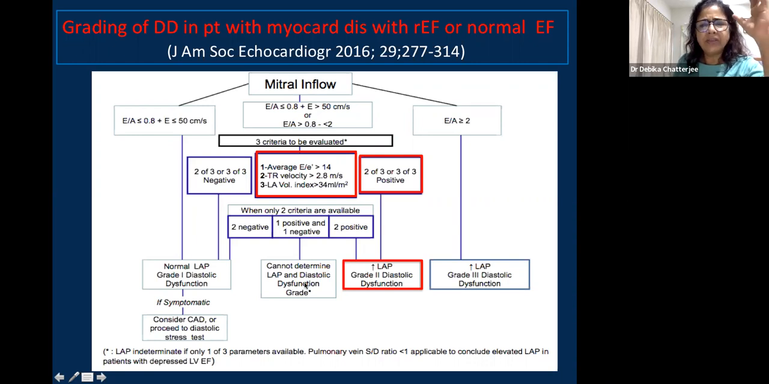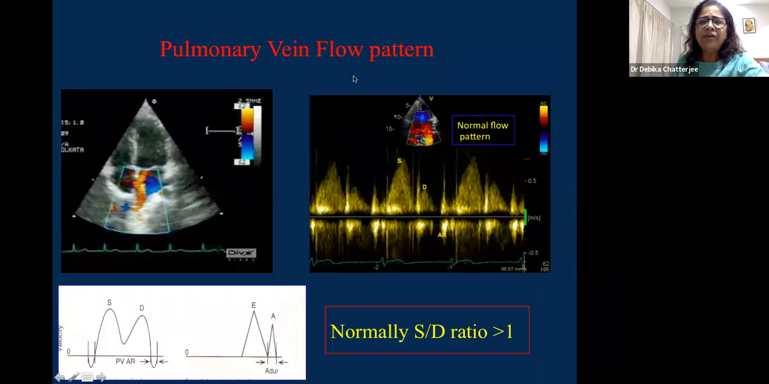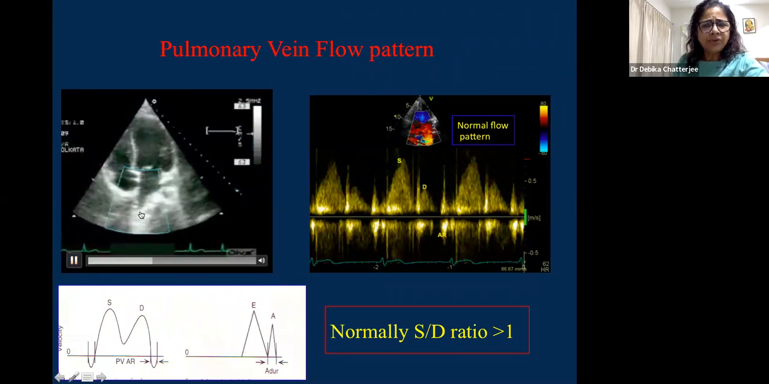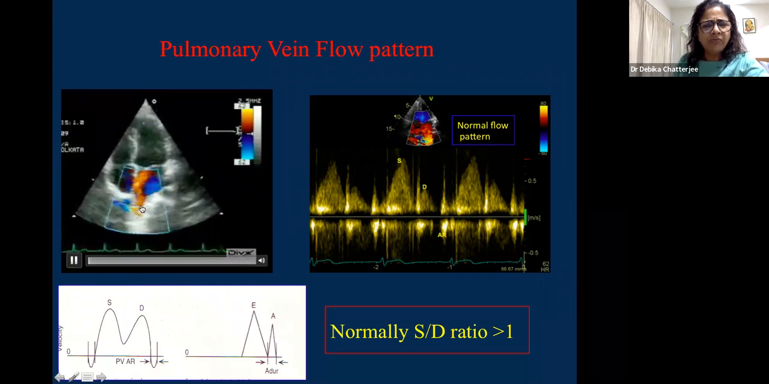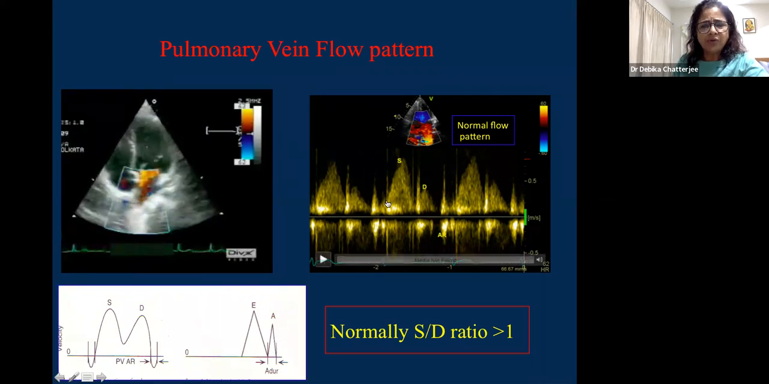You can only say diastolic dysfunction is present, but you cannot say whether it's grade 1, grade 2 or grade 3. So those are the patients where we do the pulmonary venous flow pattern. Look, this is the apical 4-chamber view. I put this color in the pulmonary vein. This is the right upper pulmonary vein entering into the left atrium. Can you see this red color? I place the sample volume deep inside the pulmonary vein and get the pulse wave Doppler.